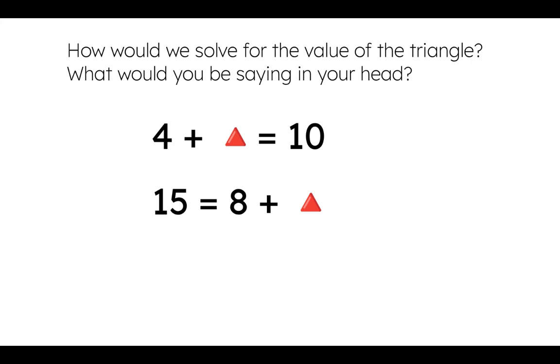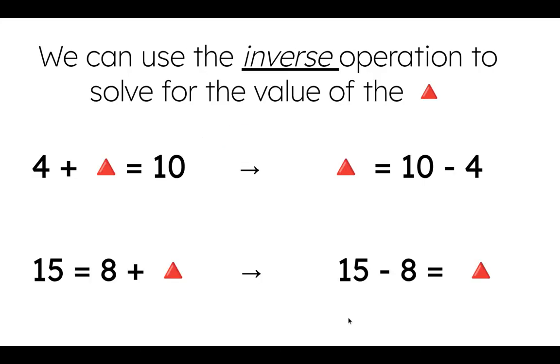And 15 equals 8 plus triangle. What is the value of the triangle? Well, most of you could look at that and go, oh, the value of the triangle is 7. Why are we doing this? But what operation did you really do in your brain to get that? What you did is the inverse operation, or many of you did the inverse operation. Inverse is another word for opposite or reverse.